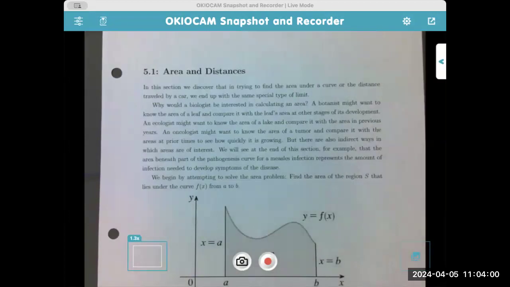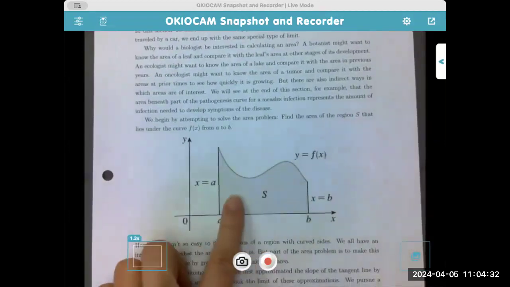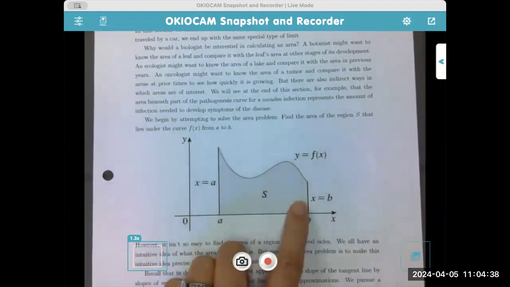But there are also indirect ways in which areas are of interest. We will see at the end of this section, for example, that the area beneath part of the pathogenesis curve of a measles infection represents the amount of infection needed to develop symptoms of the disease. But we begin by attempting to solve the area problem. So find the area of the region S that lies under the curve f of x from A to B. So here's S for area. This is the curve we're referring to. So this is f. We start at A, we end at B.